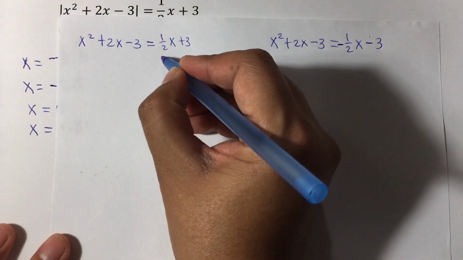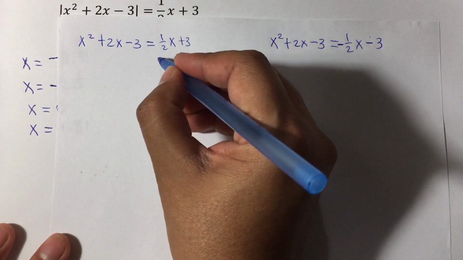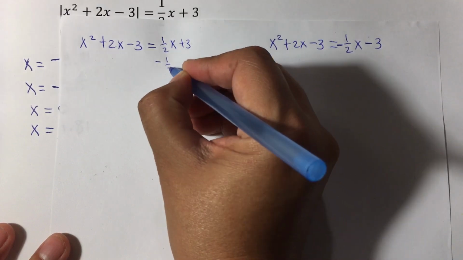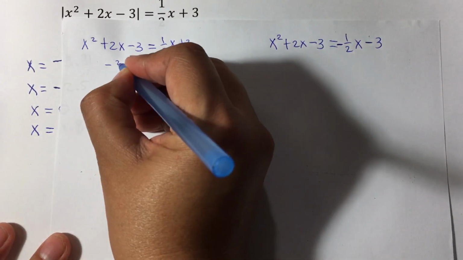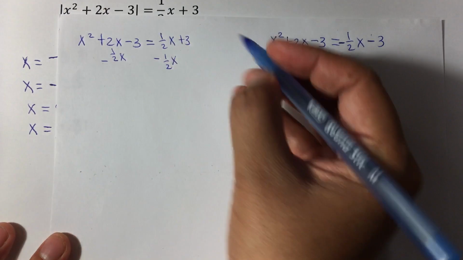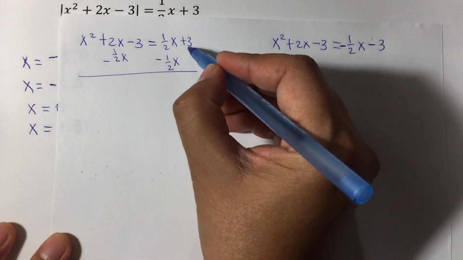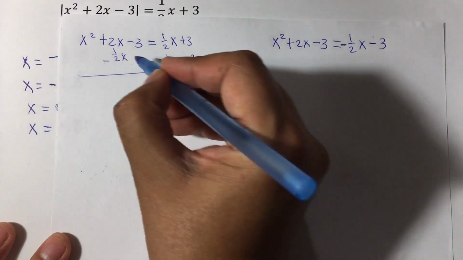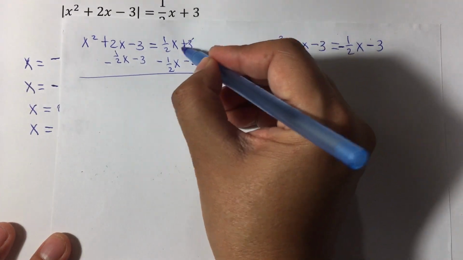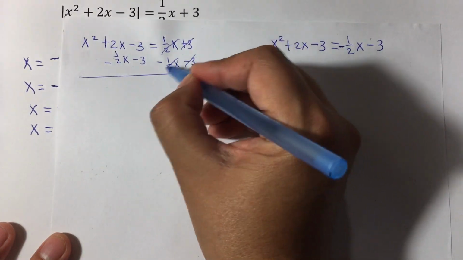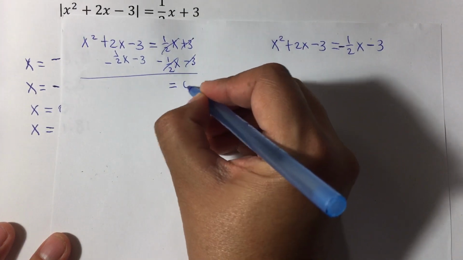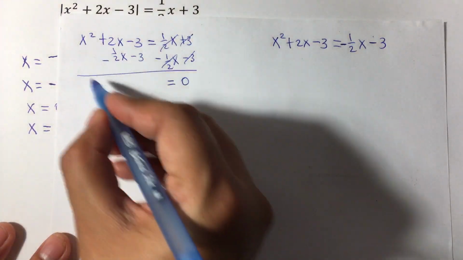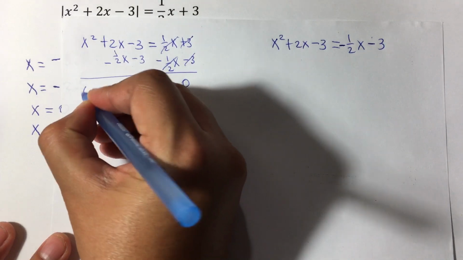The first thing you want to do is make it equal to 0. So minus 1/2 x, minus 1/2 x. And you can also get rid of this positive 3 by subtracting 3 at the same time. This cancels because that's what we want. We want 0 over here. What do we get on this side? We bring down the x squared.